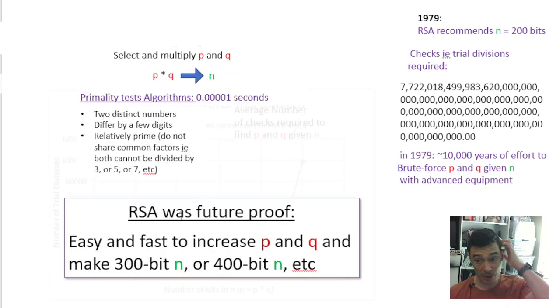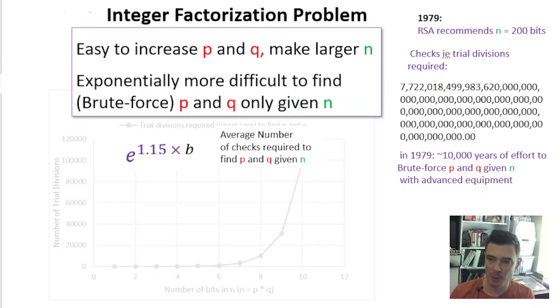And then the last point was it's very easy to increase the size of n. It's easy to increase P and Q, easy to make these numbers and multiply them together. So it was easy to increase this, and when you do so, the number of attempts that you would need to factor would just explode exponentially. So this protocol was considered safe against all the future advancements in computer power and speed.